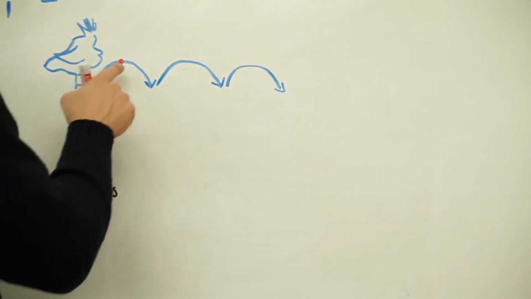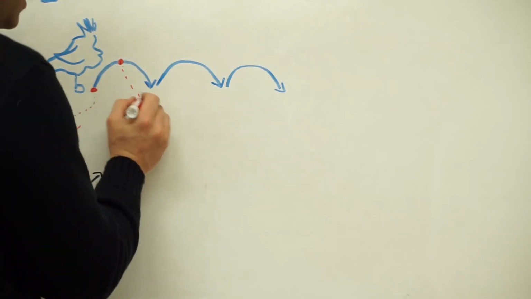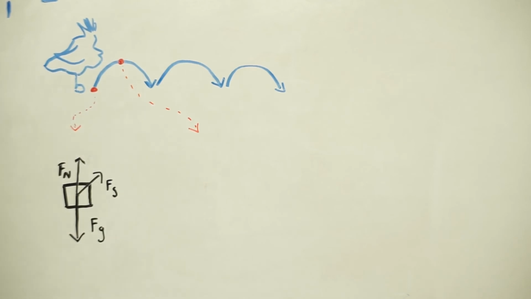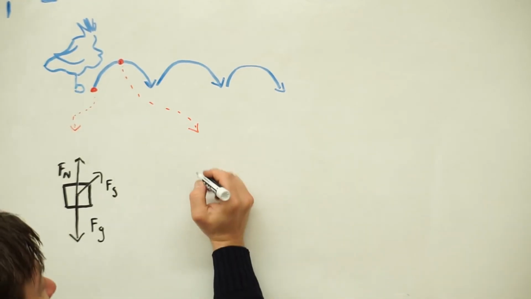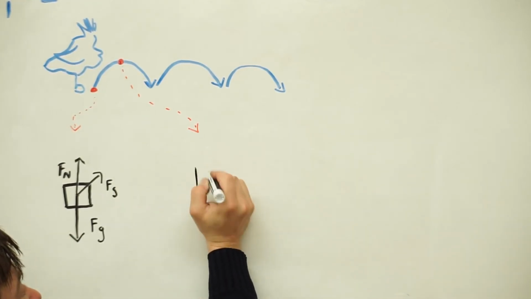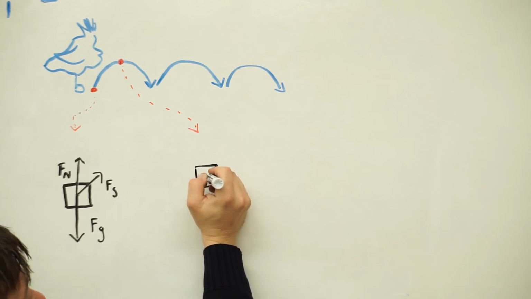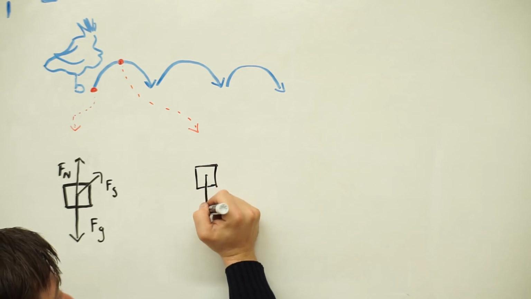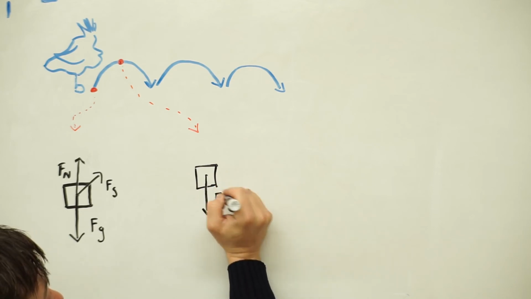Let's make another free body diagram for when the bird is in the air, up here. The bird's in the air. Once again, it's a free body diagram. I'm going to draw it with just a square to show the bird. The bird is on Earth. Earth is pulling down on it with the force of gravity. So I got force of gravity.